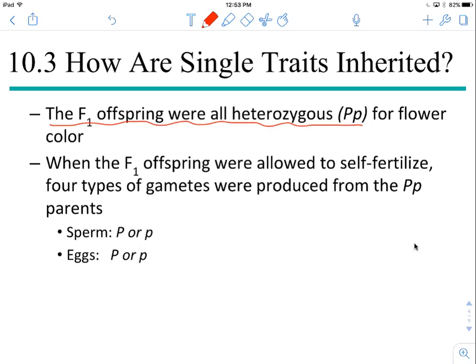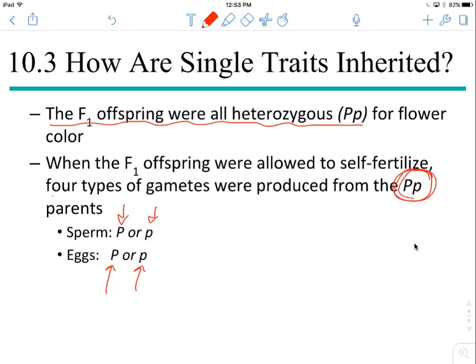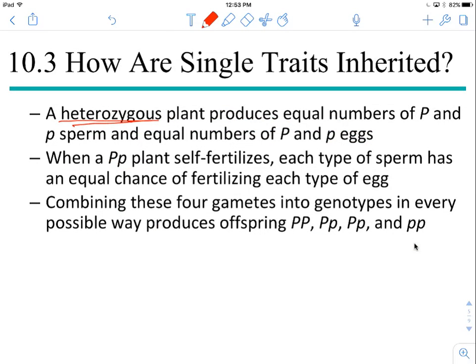If we take our F1 offspring, remember they all have this genotype. Because they have two different alleles, their gametes can contain two different alleles. So they make two different kinds of gametes for each male or female gamete. The sperm can have a dominant allele or a recessive allele, and the eggs can also have a dominant allele or a recessive allele. If your plant is heterozygous, one of each allele, it's going to produce equal numbers of gametes with a dominant allele and with a recessive allele, for sperm, and the same thing with the eggs.